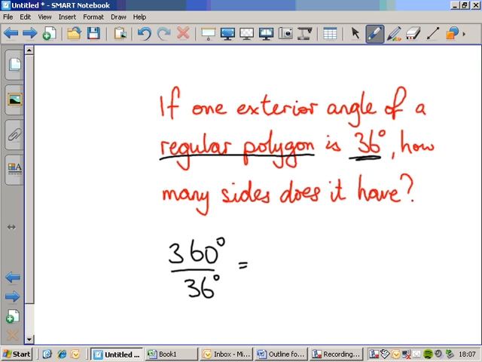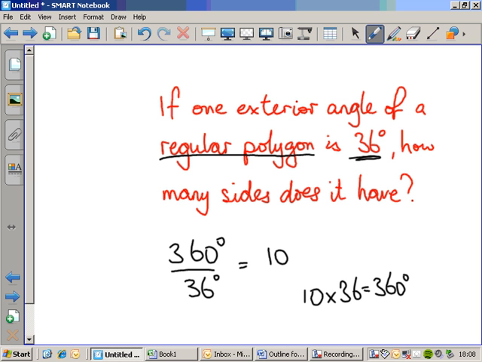How many times does 36 go into 360? Well, I hope from looking at that you can see the answer is 10. 36 divided by 36 will be 1, wouldn't it? So 10 lots of 36 will be 360. So I reckon that means there must be 10 sides. Think about it the other way. Let's check our answer. What is 10 times 36? Well, 10 times 36 is 360. That confirms our answer is correct, and that there will be 10 36-degree angles in our polygon.